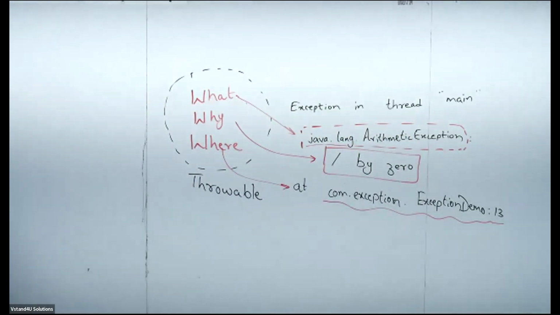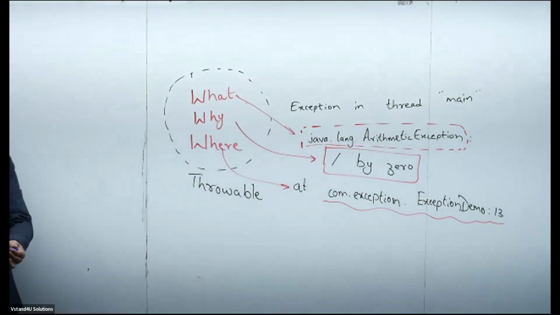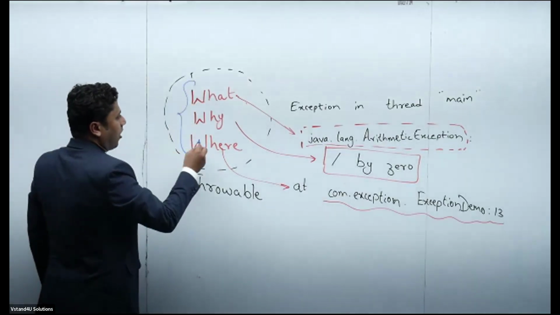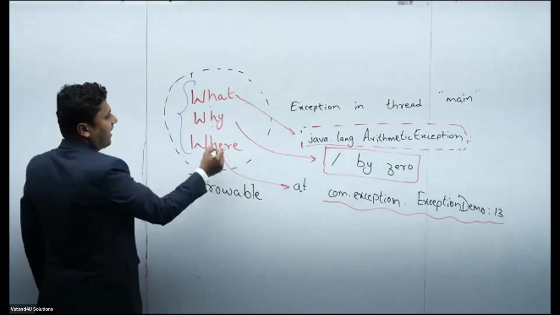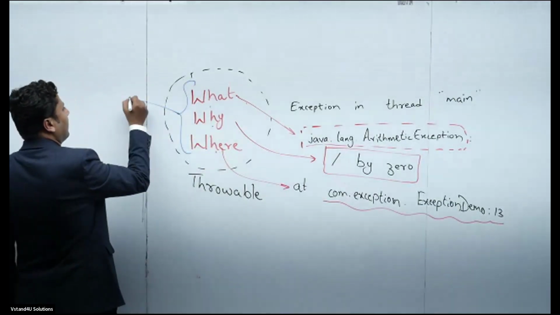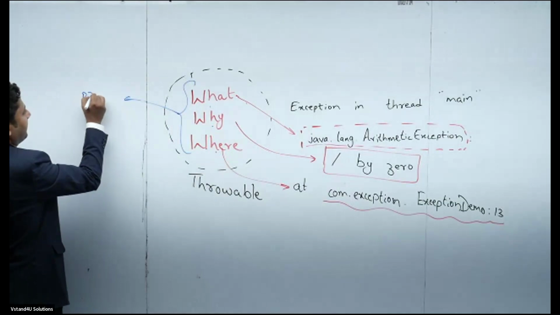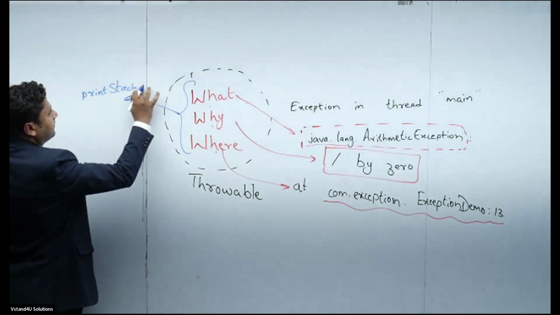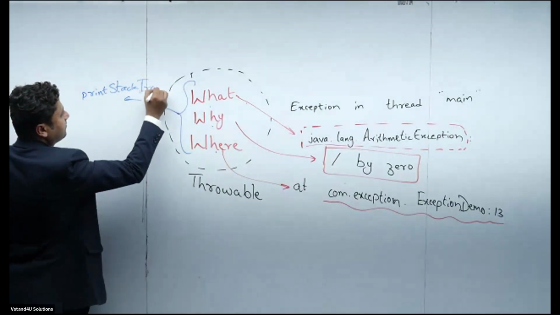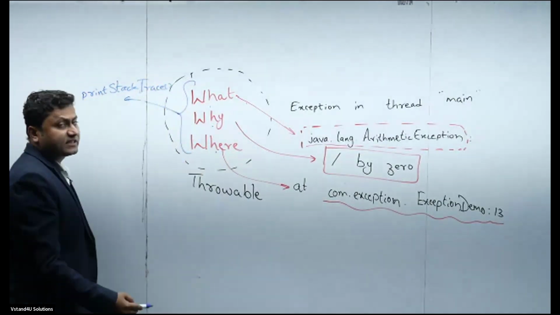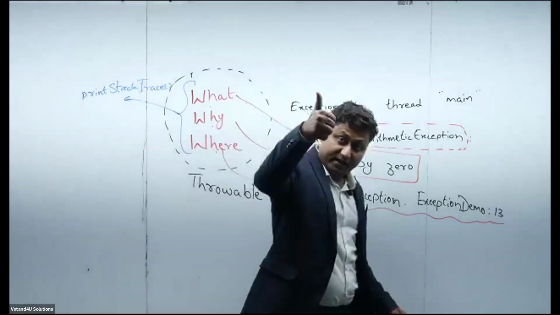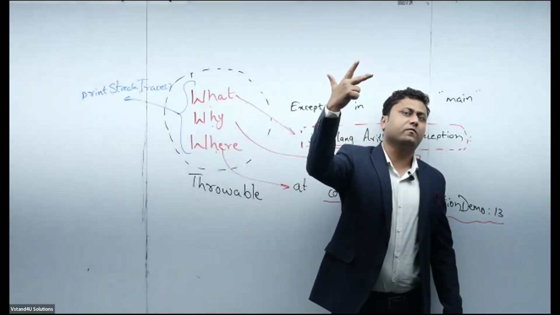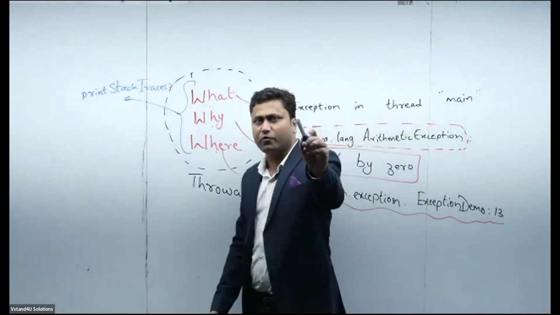Everybody? Now, if you want to print all three: what, why, and where, then there is one method called printStackTrace. What is the method? printStackTrace gives us all the information. What is the exception? Why is the exception? Where is the exception? Am I clear to each one of you guys? Everybody?